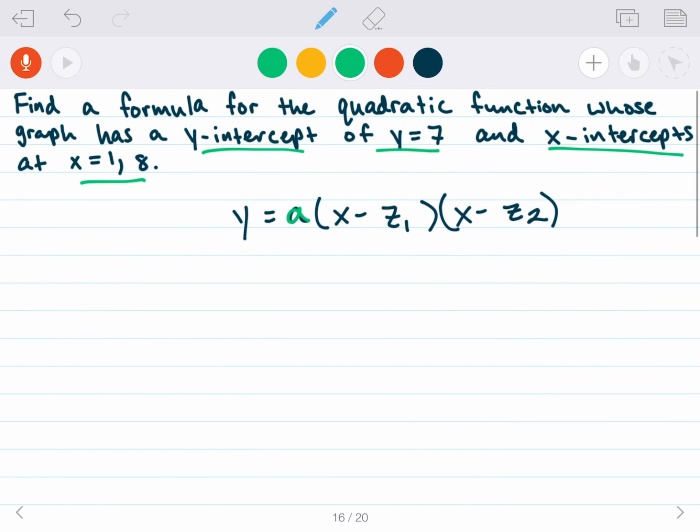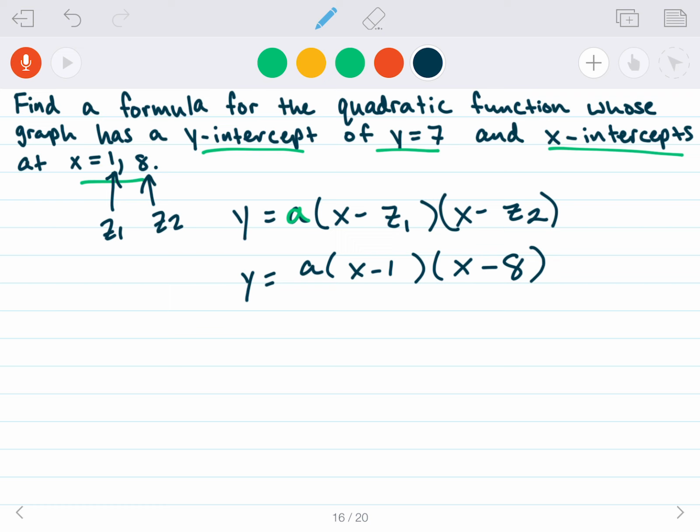All right. So the x-intercepts are z1 and z2. So z1 we can say is 1 and z2 is 8. It really doesn't matter which one's which. But anyway, so y equals a times x minus 1, x minus 8. All right, so far so good. Now we're going to use the same trick that we employed in the previous slide to get a. Now, the y-intercept is a point in disguise. The y-intercept is secretly x equals 0, y equals 7. So that's what we're going to do, we're going to sub in y is 7 and x is 0. That's a point on this curve.